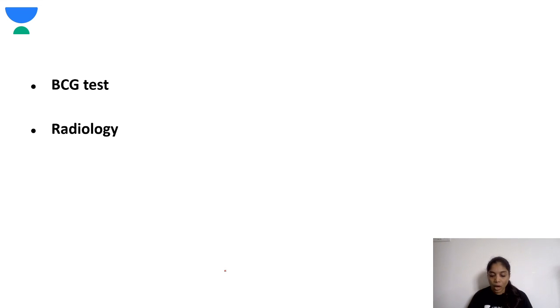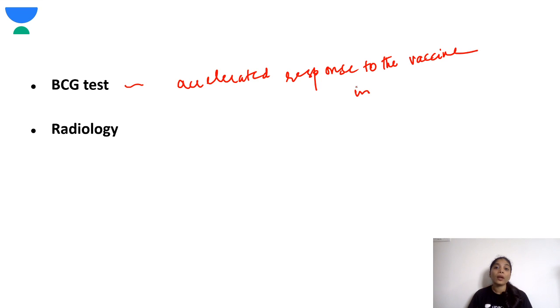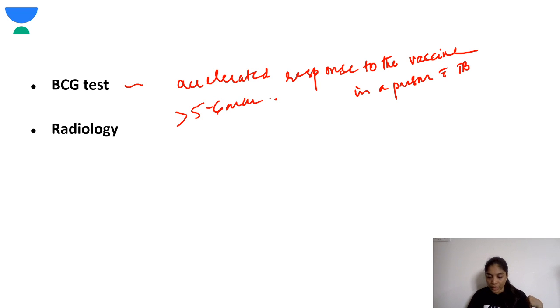So there is something called the BCG test. When you vaccinate an individual who is suffering from tuberculosis, there is an accelerated response to the vaccine. In a person with TB, that is when the BCG test is positive. So there is an induration of more than 5 to 6 mm after 3 days. So this is called a positive reaction.